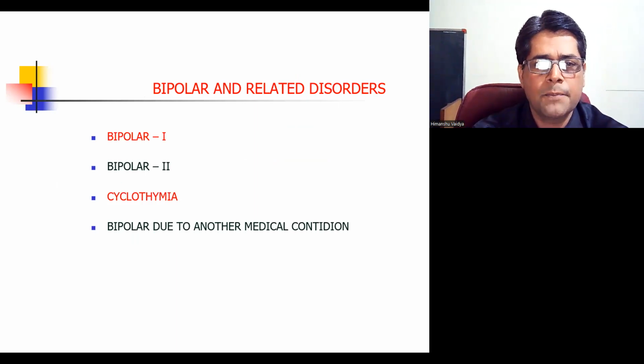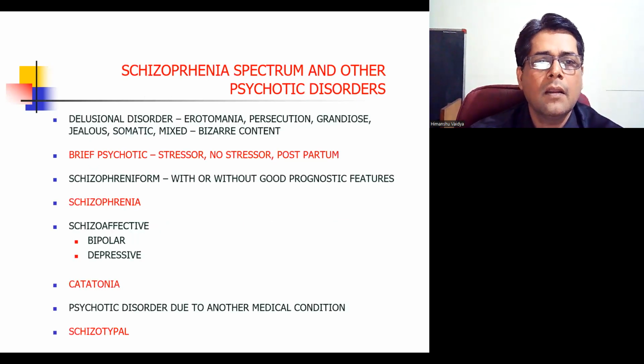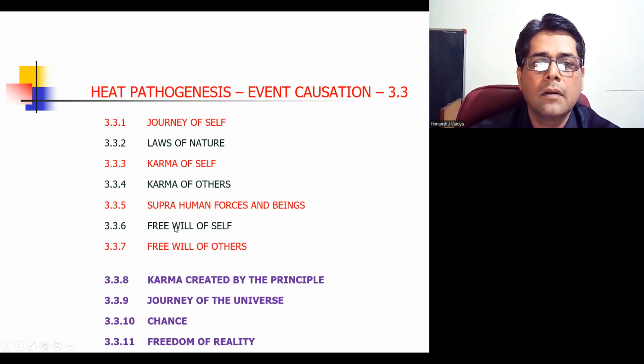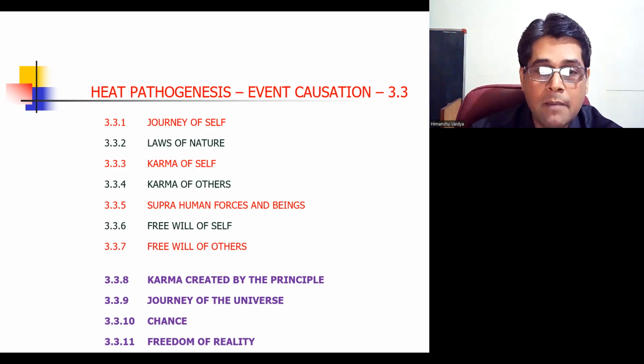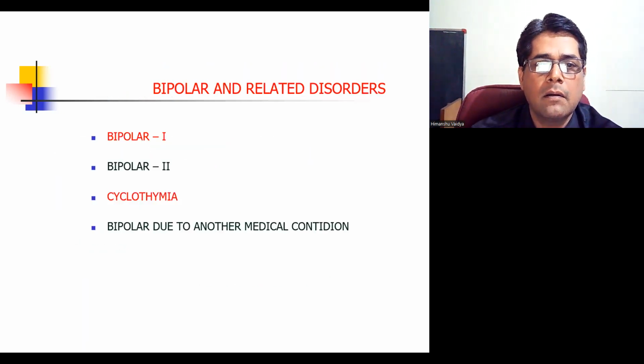Second, bipolar. In 1 and 2, journey of self is not important. In cyclothymia, journey of self can be an important factor. The element of suprahuman forces and beings can be a very important element in bipolar.